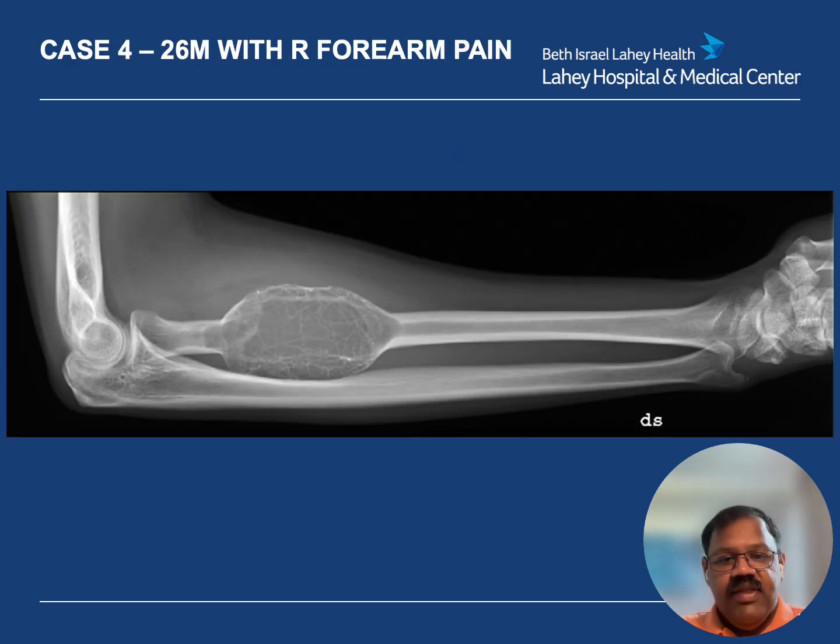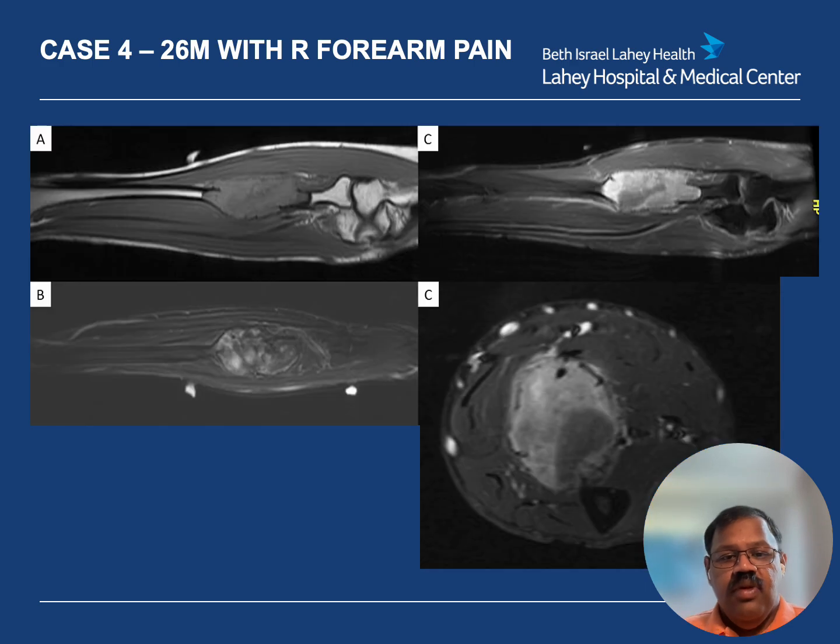So here's the next case. This is a 26-year-old gentleman who presented with right forearm pain. As you can see, there's a lesion there in the proximal radius. Is this benign or malignant? I will give you some additional MRI scans as well.